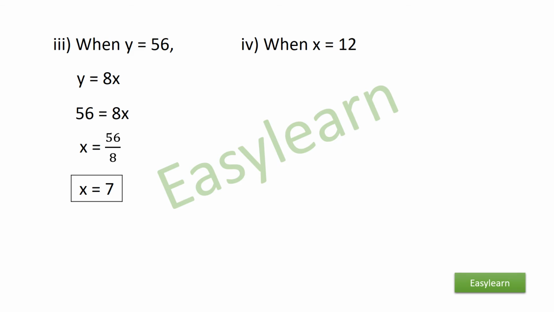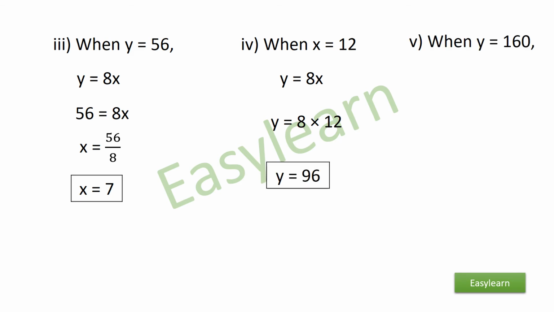The fourth column, x is given as 12. The equation is y equals 8x. Instead of x, let's substitute 12. We get y equals 8 into 12. Therefore y is equal to 96.